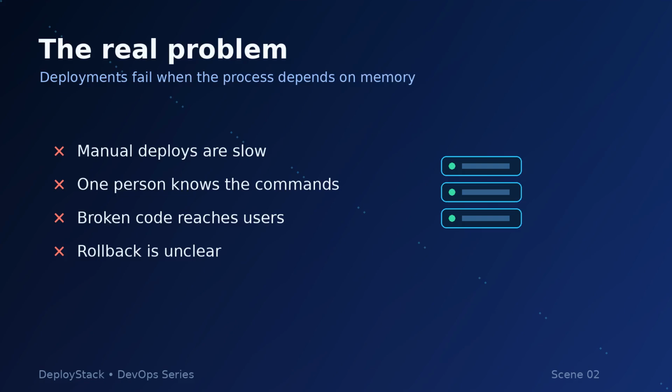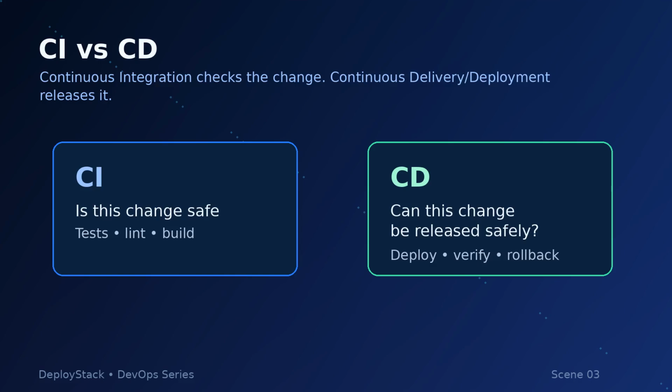Let's start with the problem. Imagine a small team building a web application. One developer fixes a bug. Another adds a login feature. A third updates a database query. Everyone pushes code during the day, and at the end of the week, someone manually copies files to a server. That might work for a tiny hobby project, but it becomes risky very quickly.